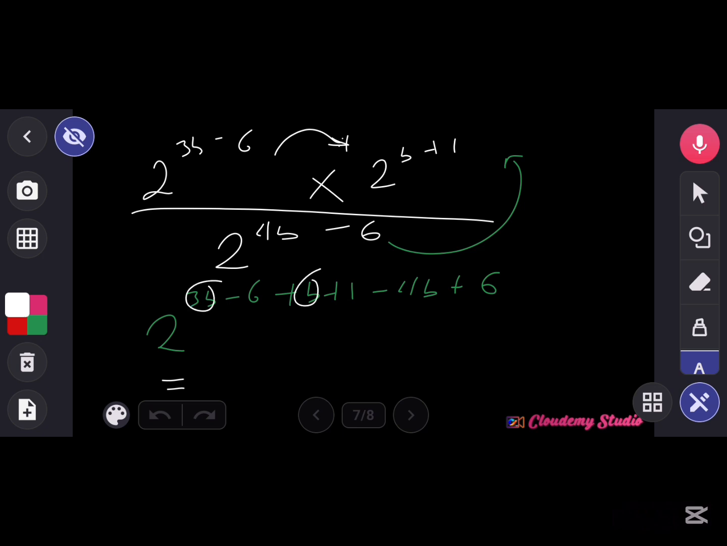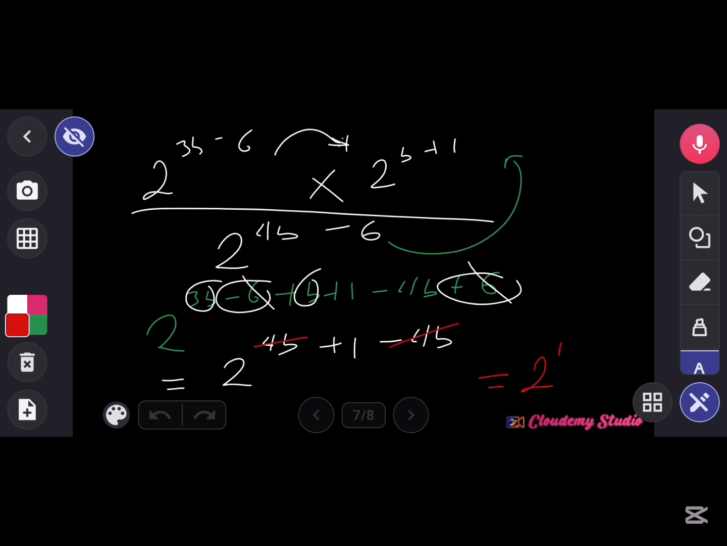3b plus b will give us what? Will give us 4b. So that is 2 raised power 4b, right? Plus 6 minus 6. They will cancel themselves out. You understand? Therefore, we'll be left with what? 0. That one is gone. Plus what? Plus 1 minus 4b. Now, look at it. Plus 4b and minus 4b. That one is gone as well. Therefore, we'll be left with 2 raised power 1. Therefore, our answer is equals to 2.